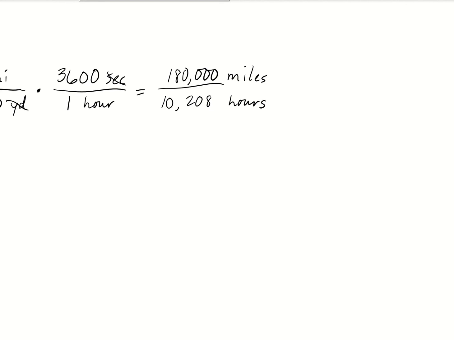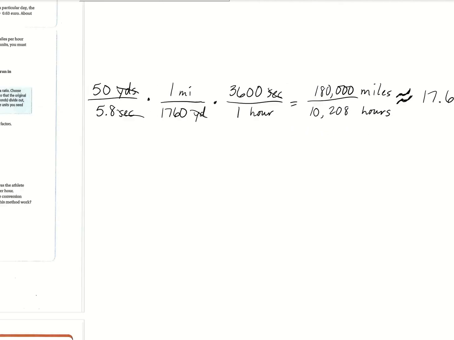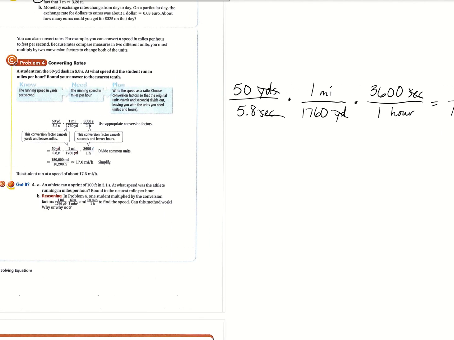You're going to want to go ahead and simplify that. All right. Again, I don't know what that is off the top of my head. If you do, you probably shouldn't be in a middle school math class. But that is 17.6 miles per hour. If you write it like this, that's fine with me. That's what we're used to. But yeah, either of those are fine.